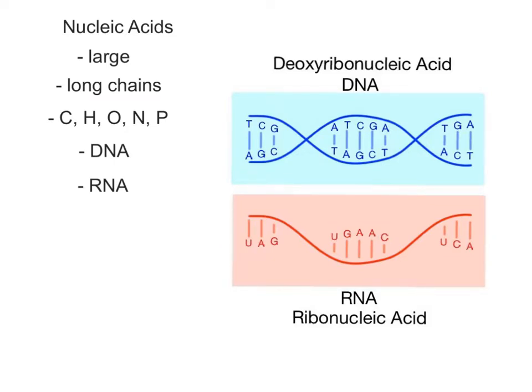The last macromolecule group we will learn about is the nucleic acids. They are large, long-chained organic molecules made up of carbon, hydrogen, oxygen, nitrogen, and phosphorus atoms. Two of the most important nucleic acids in cells are deoxyribonucleic acid, commonly known as DNA, which is a double-stranded molecule, and its sister molecule, ribonucleic acid, or RNA, which is single-stranded.